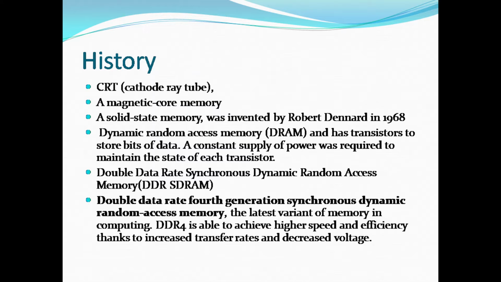Initially, the RAM was made out of cathode ray tubes. After that, magnetic core memory was used. Later, solid-state memory was invented. After that, dynamic random access memory used transistors to store bits. For it, it needs a constant power supply to maintain the state of each transistor. After that, double data rate synchronous dynamic random access memory was created, and the fourth generation of it is able to achieve higher speed and efficiency.